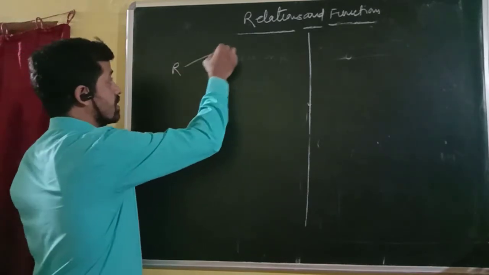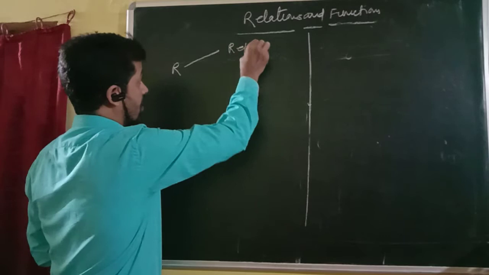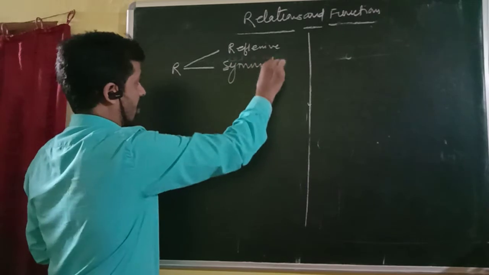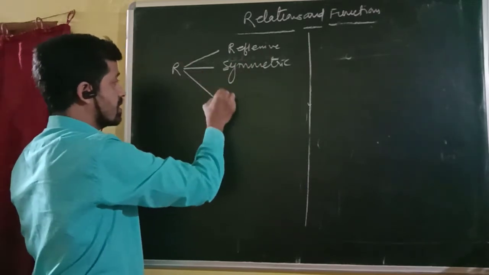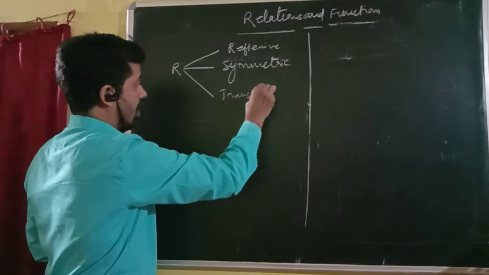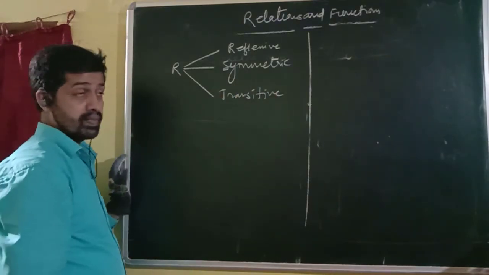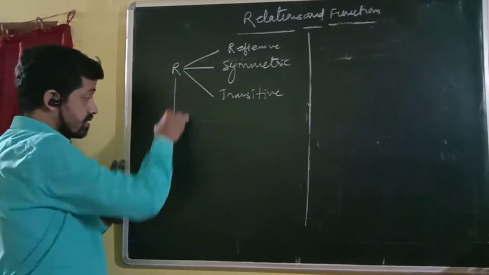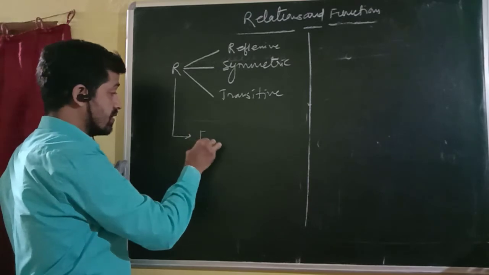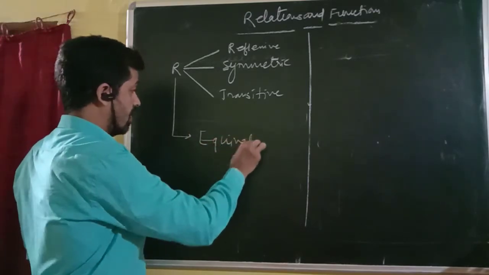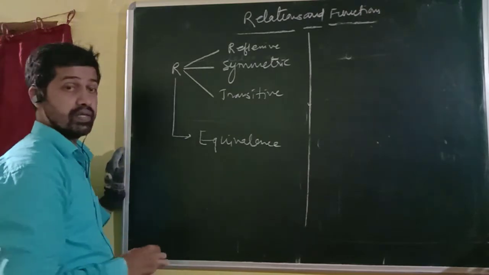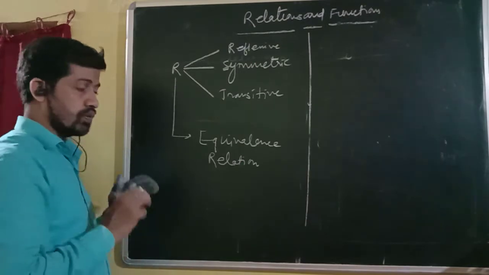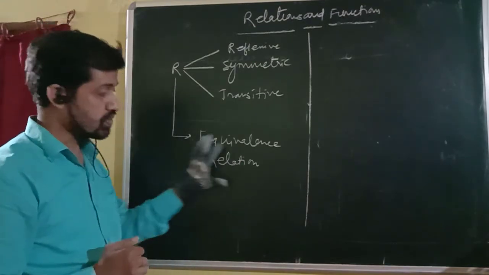A relation which is reflexive, symmetric, as well as transitive, the one which follows all the three characteristics, such type of relation is known as an equivalence relation. Now, our procedure, our steps will be based on this concept.